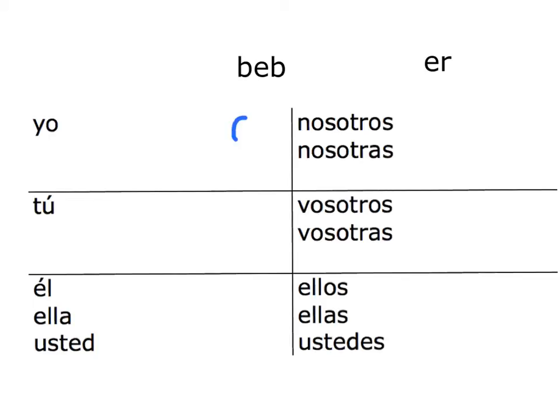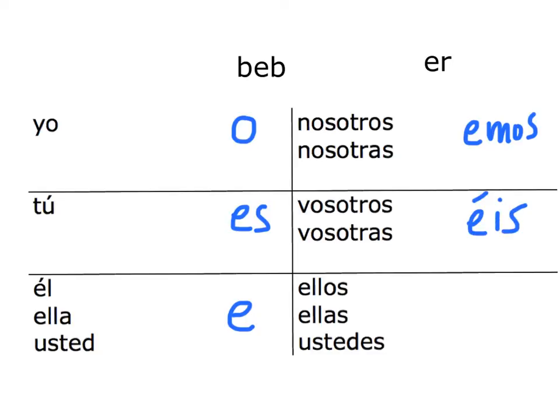Yo, the ending is o, es, e for él, ella, usted, emos for nosotros and nosotras, éis for vosotros and vosotras, and en for ellos, ellas, y ustedes. And then to make a real word, we just take what we have here.